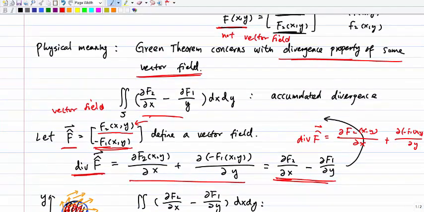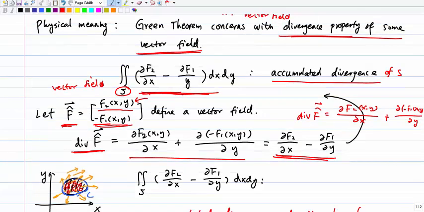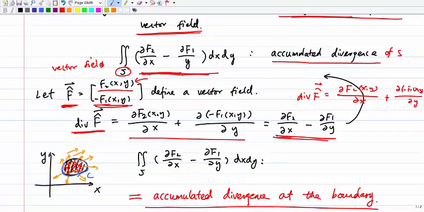Now, if I define the vector field like this, what this means is the integration of all this partial f2 over partial x minus partial f1 over partial y is the integration of the divergence over the entire region. You can interpret this as the accumulated divergence of region S. So the double integration means the accumulated divergence of S if we define the vector field as (f2(x,y), minus f1(x,y)). Okay, so let's take some physical meaning of that.